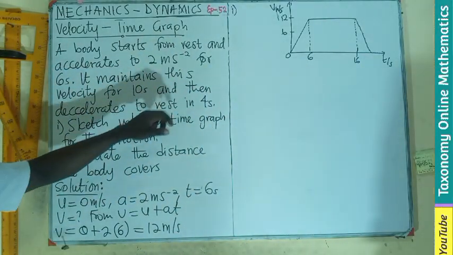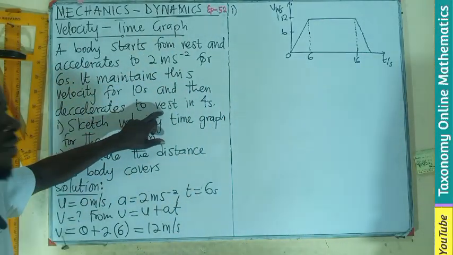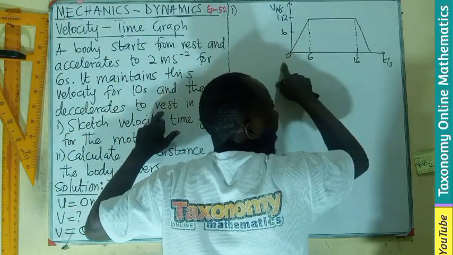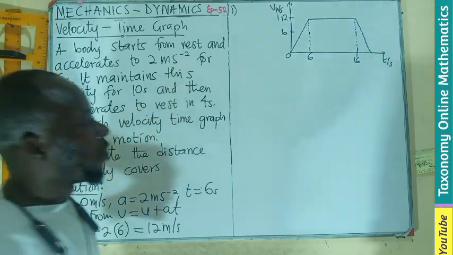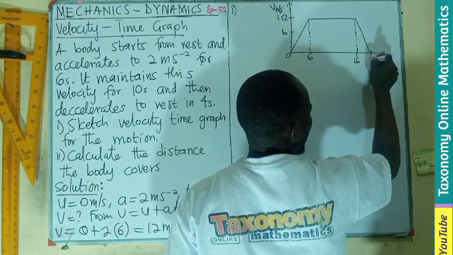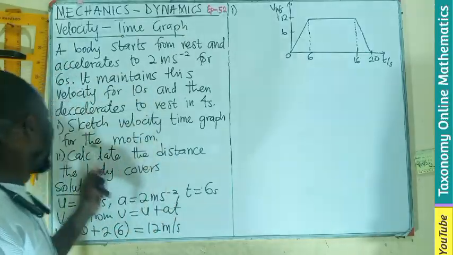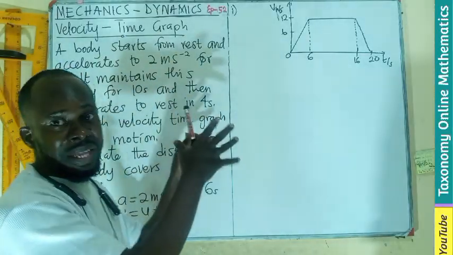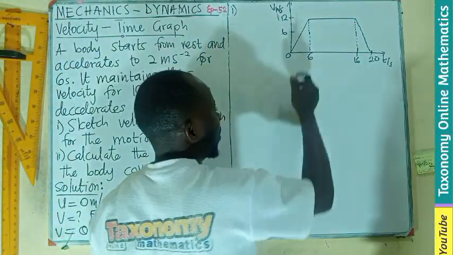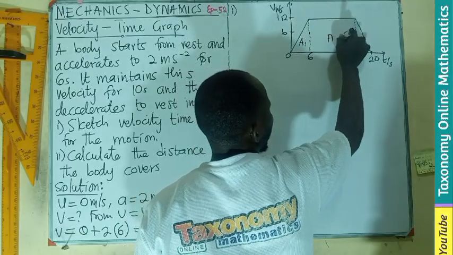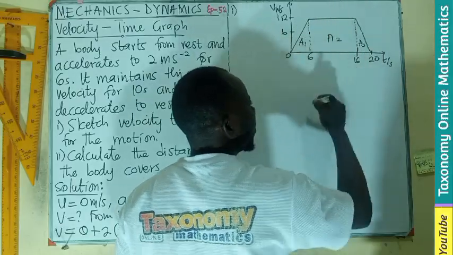For 10 seconds and then decelerate to rest. So now it starts from 12 and moves down to rest at 0. For how many seconds? For 4 seconds. 4 plus this also gives us 20. So this becomes the velocity-time graph representation of this question. This is going to be area 1, then this is area 2, and this becomes area 3.